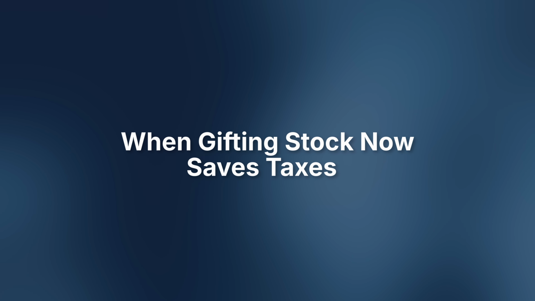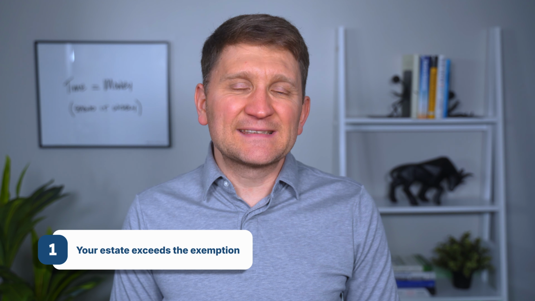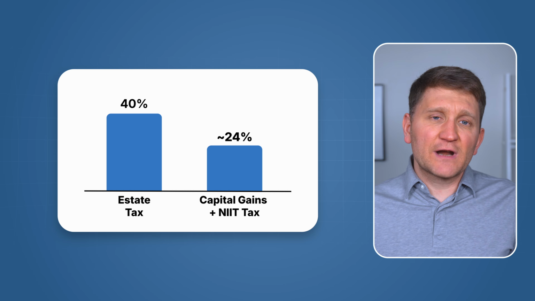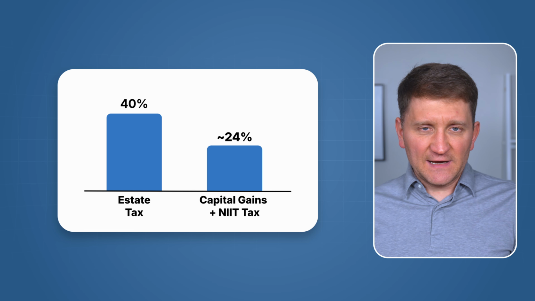So if step up in basis is so powerful, why would anyone ever gift during their lifetime? Well, there are situations where gifting now actually makes a lot of sense. One situation is when your estate exceeds the exemption. If your estate is large enough to trigger federal estate taxes, $15 million per person or $30 million per married couple, then the math changes completely. Estate tax is 40%. Long-term capital gains tax is roughly 24% when you include the net investment income tax. So if you are facing estate tax, it can actually be better to gift appreciated assets now, even with carryover basis, because you are trading a 40% tax for a 24% tax.